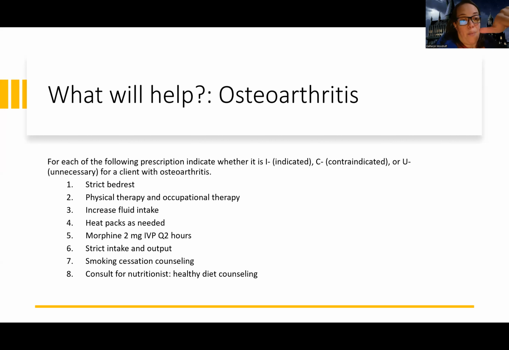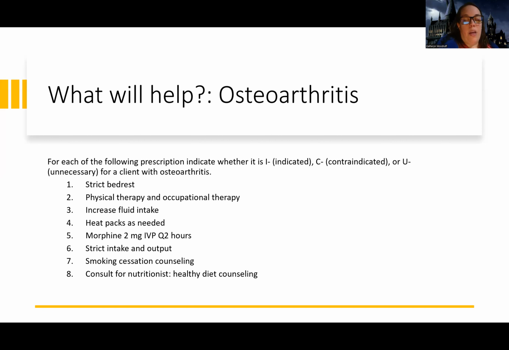Heat packs is needed. Heat helps with stiffness. So it's a good one. Morphine, 2 milligrams, IV push, every 2 hours. So most people would say, oh, this is indicated, but I wouldn't say it's contraindicated, it's usually unnecessary. These patients don't normally end up needing, for their arthritis specifically, the high opioids. Most of the time they can be managed. They may be managed with some oral opioids, but IV push morphine for arthritis is not usually needed. Now, maybe when they're having surgery, other things, it's possible, but not in day-to-day arthritis care. Most patients are not going to be receiving morphine for their arthritis. So I'm going to say unnecessary.